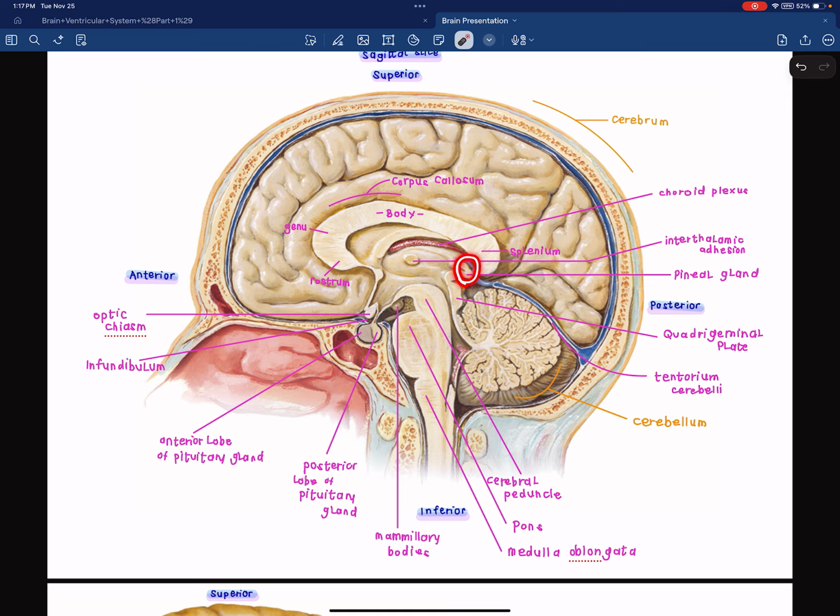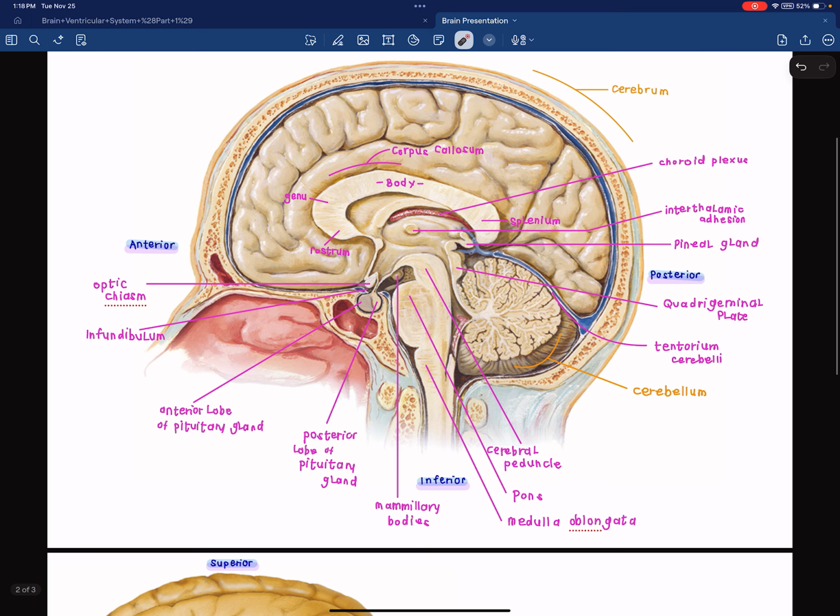Then we've got the pineal gland, which is posterior to the third ventricle and just above the midbrain, and it extends posteriorly from the roof of the diencephalon. Then we've got the quadrigeminal plate, also known as the tectum, and it is posterior to the cerebral aqueduct of Sylvius. Then anterior to the quadrigeminal plate here is the cerebral peduncle area, and it is just inferior to the thalamus.